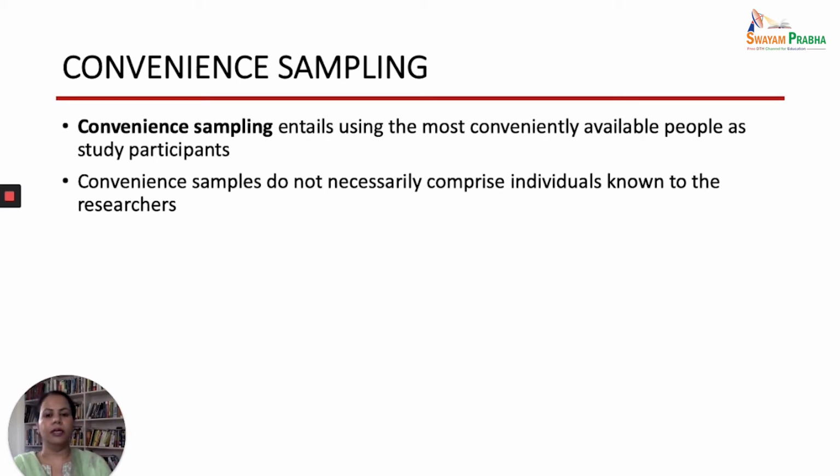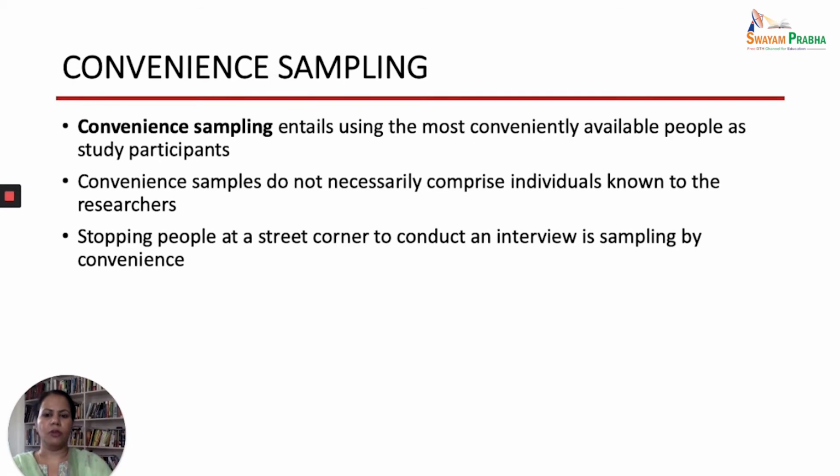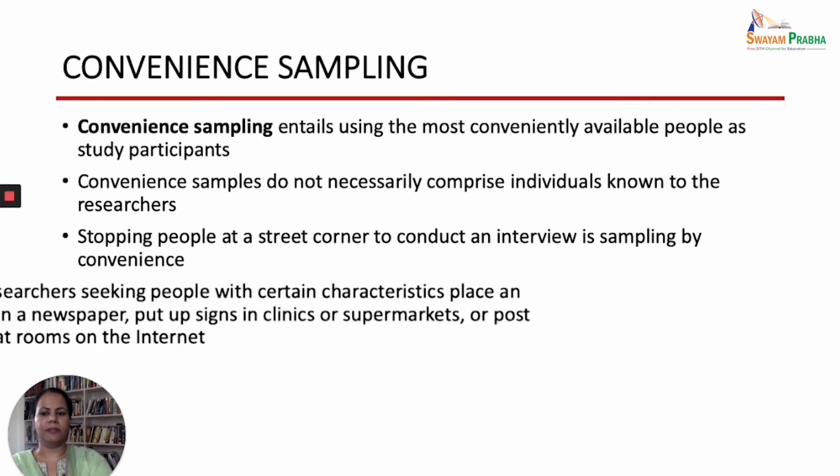Or a teacher may select all the students of a class in her sample because those are conveniently available to the teacher. Or in a village, whosoever is coming to the health dispensary we may include in the sample because they are conveniently available to the researcher. Stopping people at a street corner to conduct an interview is sampling by convenience, because at a street corner, whosoever is passing by, you can take that person in your sample. That is convenience sampling.